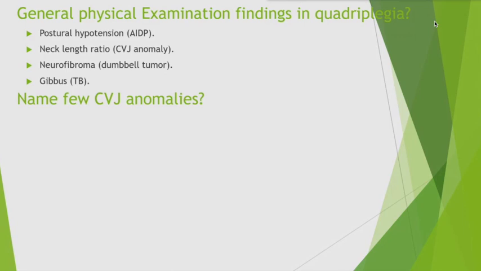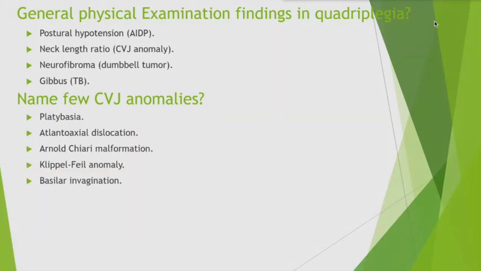Just for completion's sake, name a few craniovertebral junction anomalies. As undergrad students, it's enough if you just know the names. You need not know more details about it.